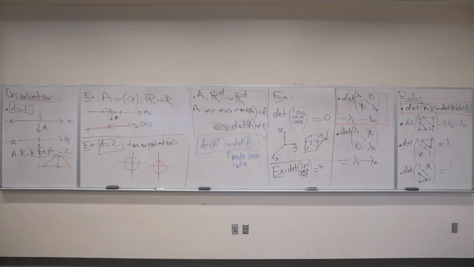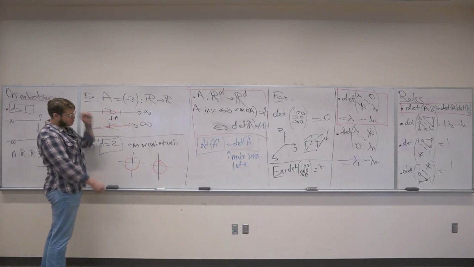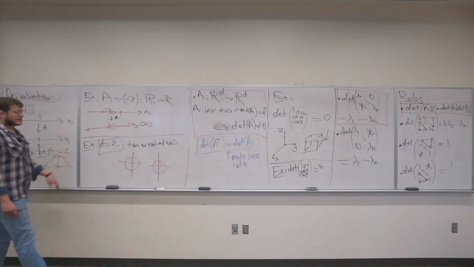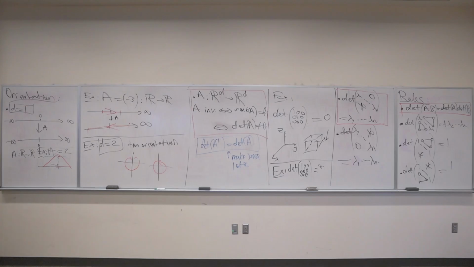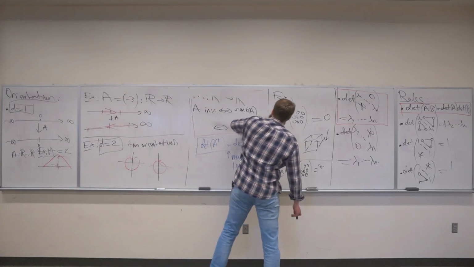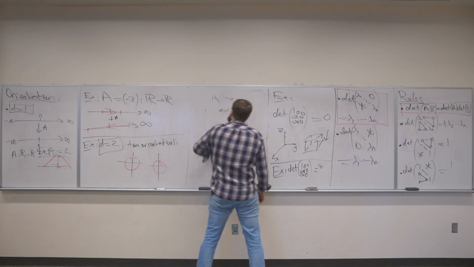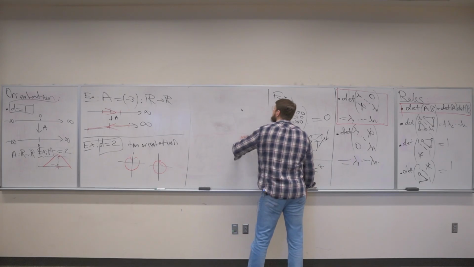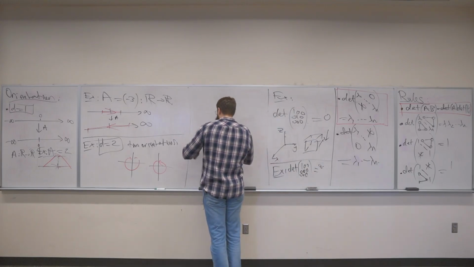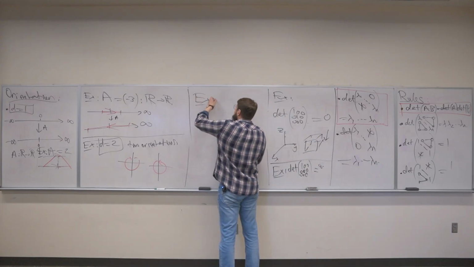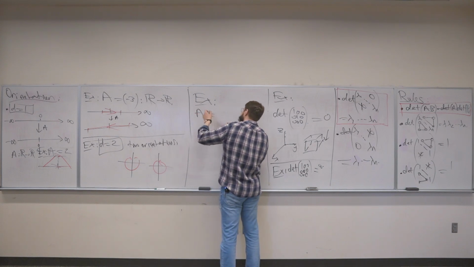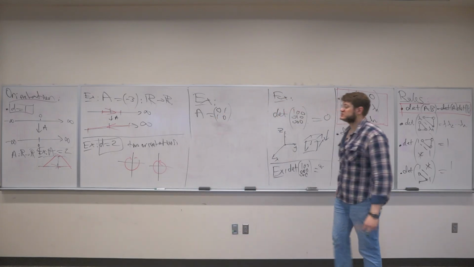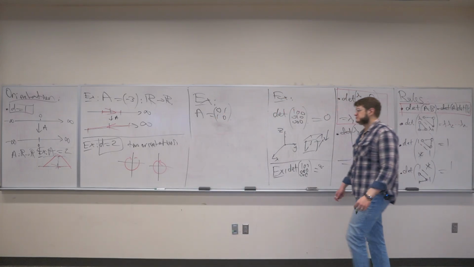But again, it turns out the determinant of a 2 by 2 is positive if and only if it preserves either one of these orientations, and negative if and only if it reverses orientations. So here's what I mean. For example, if I were to look at this, which is a permutation matrix, an interchange.